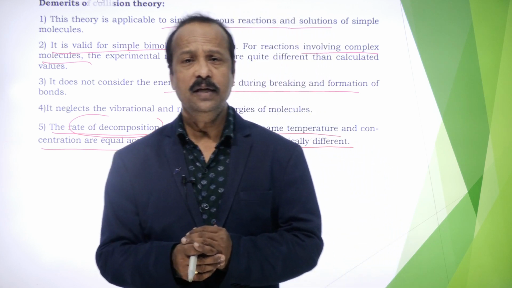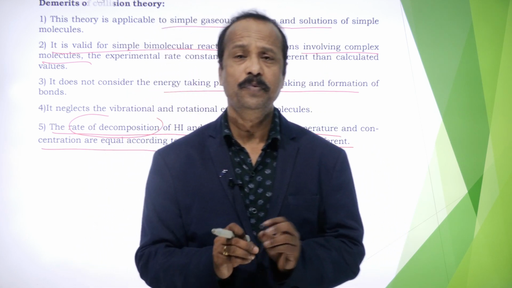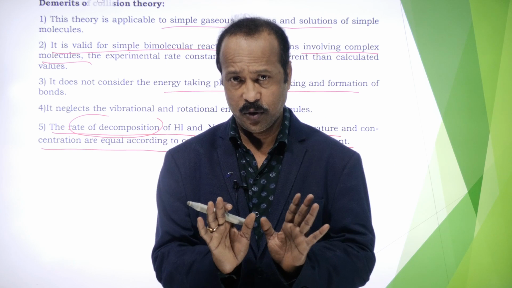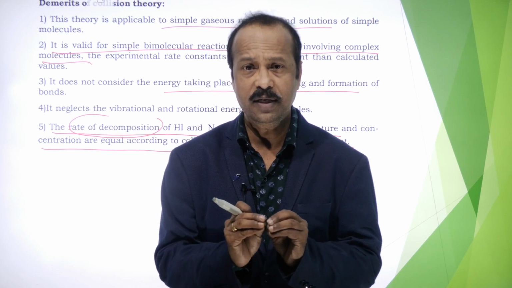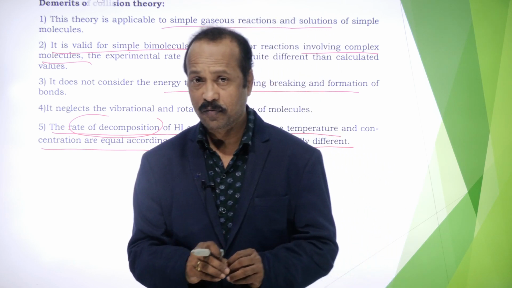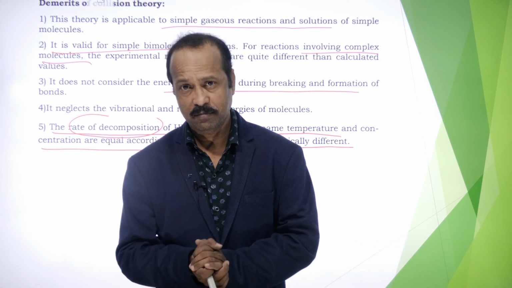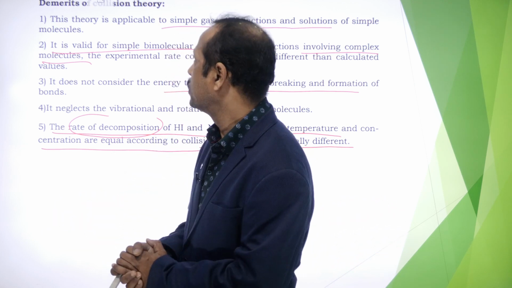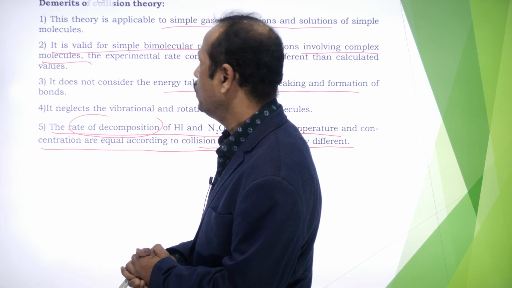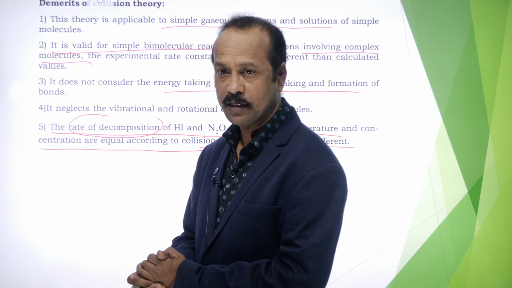So here there are a few drawbacks. The collision theory is mainly applicable for simple molecules. Remember that it is applicable only for simple molecules. It is not applicable for complex molecules. So that is about the demerits of collision theory, right, students?